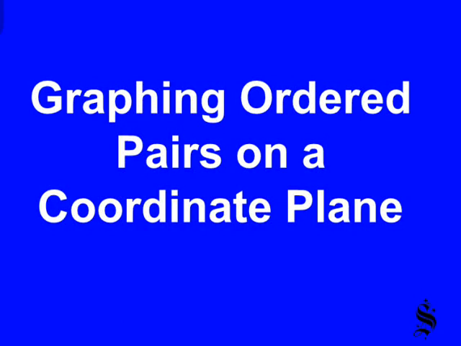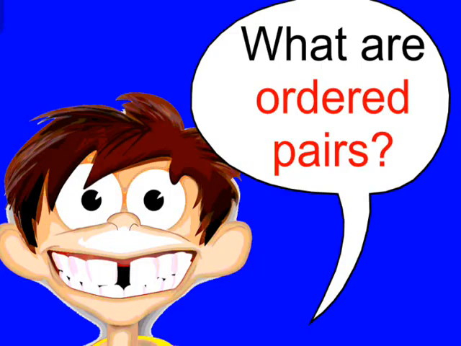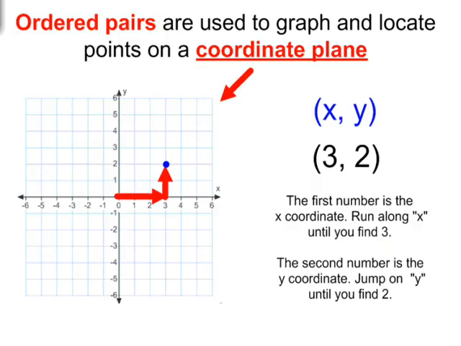Graphing ordered pairs on a coordinate plane. So what are ordered pairs? Ordered pairs are used to graph and locate points on a coordinate plane. So here we have the ordered pair 3, 2. The first number is your x-coordinate, and your second number is your y-coordinate.